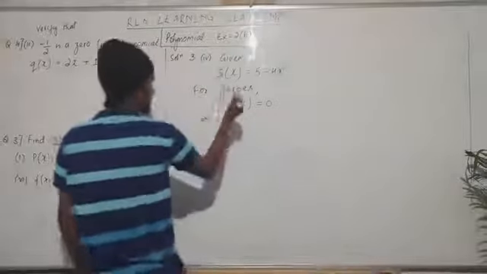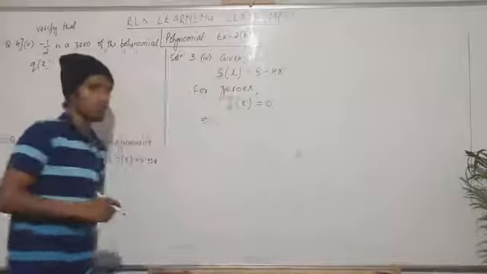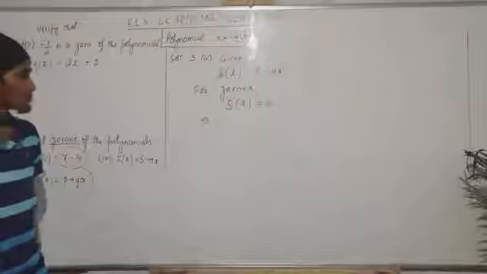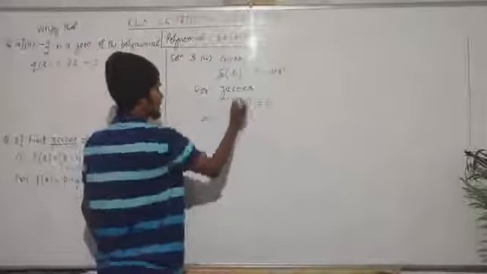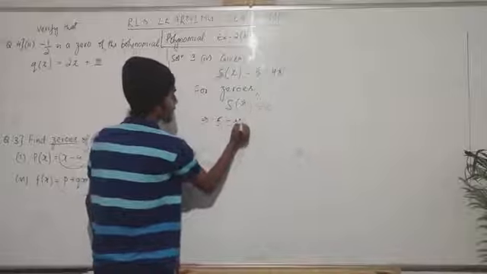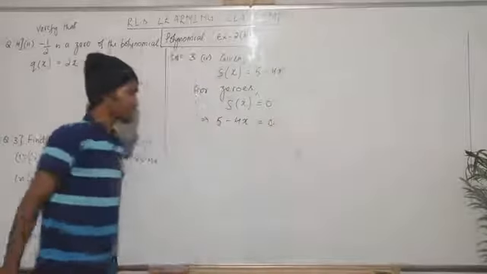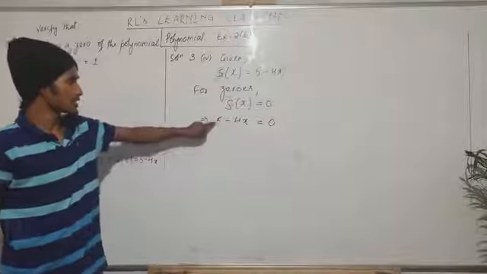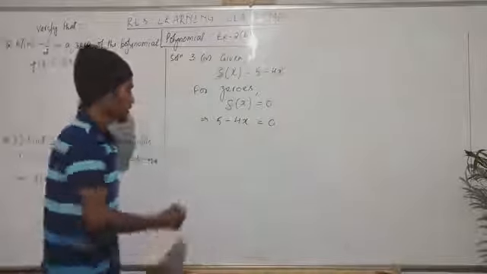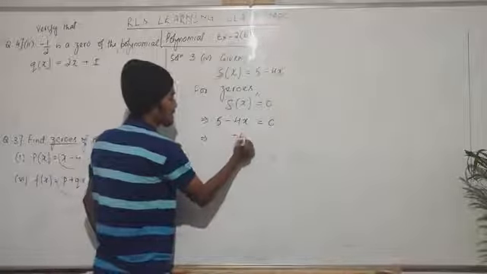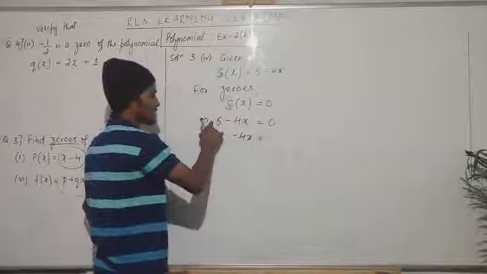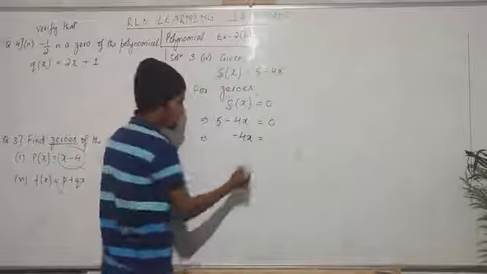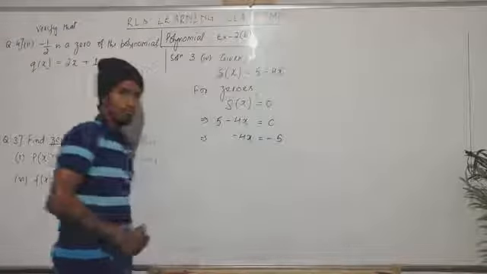For zeros, s of x will be equal to 0. So what is s of x? S of x means 5 minus 4x, and this is equal to 0. Now if I take this 5 to that side, I get minus 4x. Here there is a plus, so if I take it to the other side and change it to minus, I get minus 5.